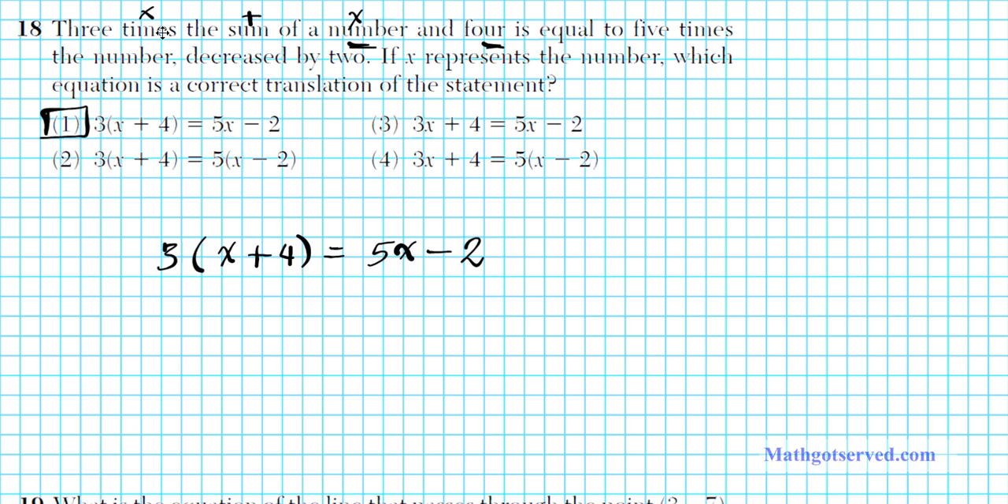Remember, the problem didn't say 3 times the number increased by 4. It says 3 times the sum of. So you're tripling an already executed operation, which is the sum of x and 4. That's why we have the 3 out here. So that's why our answer is option number 1.